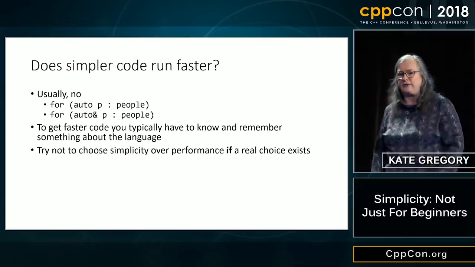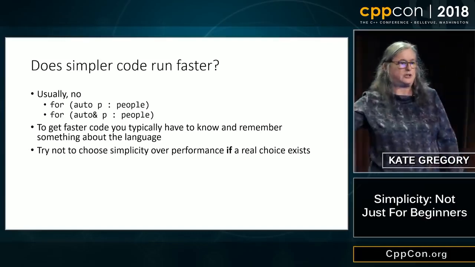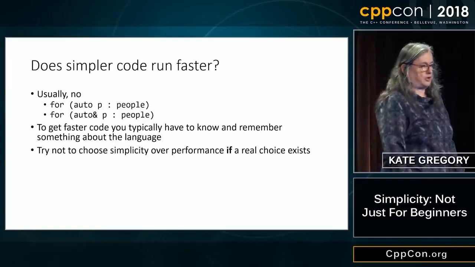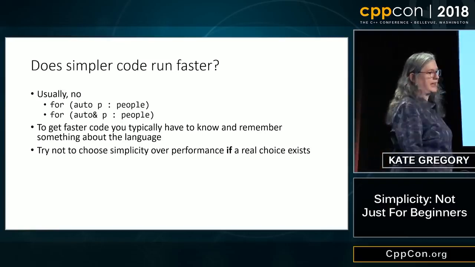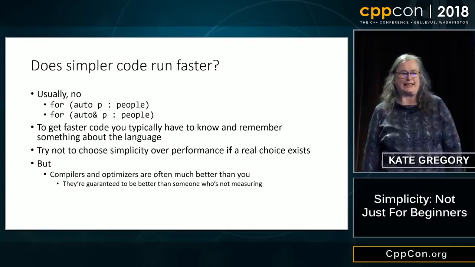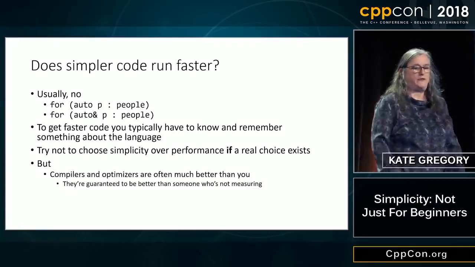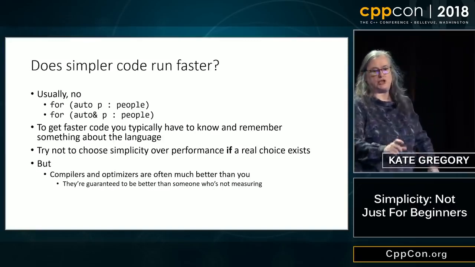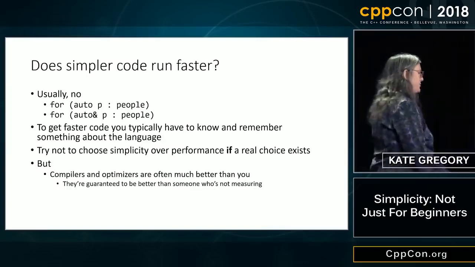I am never going to advocate that you choose simplicity over performance, but you will notice that the word if is in bold. If a real choice exists, go with performance. But that's a big if. Compilers are amazing. Optimizers are amazing. If you get the brilliant idea that like, oh, this variable inside this loop never changes, I should move it out of the loop, yeah, you are like little baby, says the optimizer.